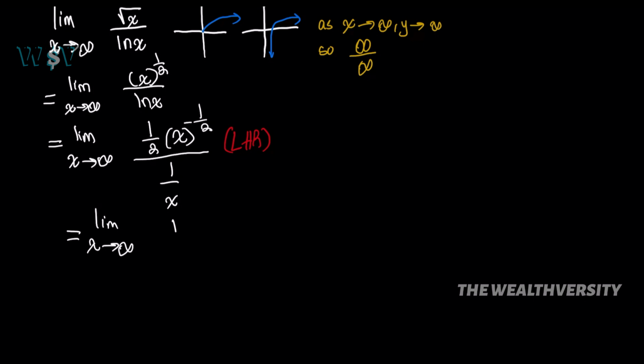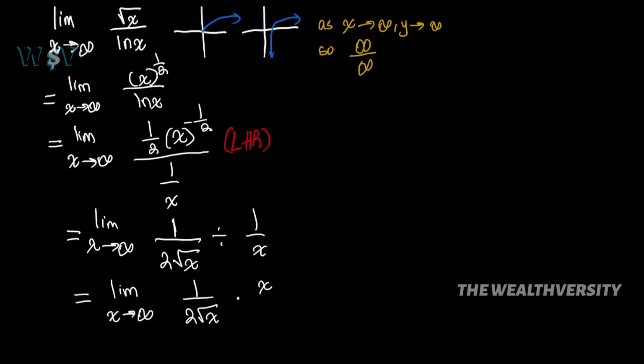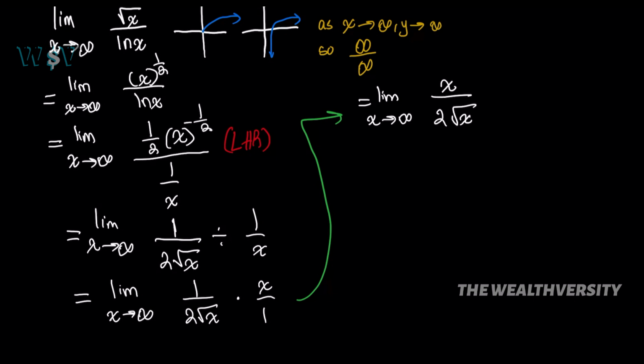Then we simplify to get 1 over 2 times square root of x divided by 1 over x. Then to divide fractions we use the keep switch flip rule, and we get 1 divided by 2 times the square root of x times x. This will equal the limit as x approaches infinity of x divided by 2 times the square root of x.